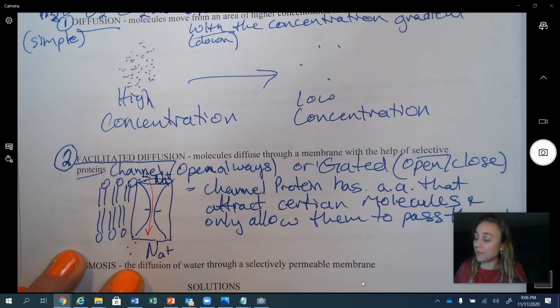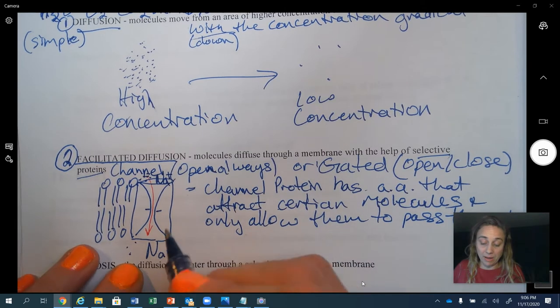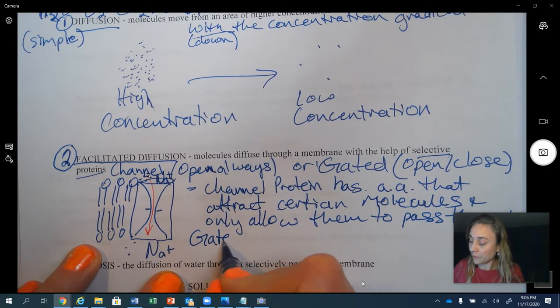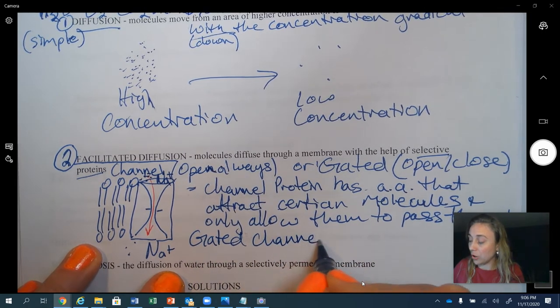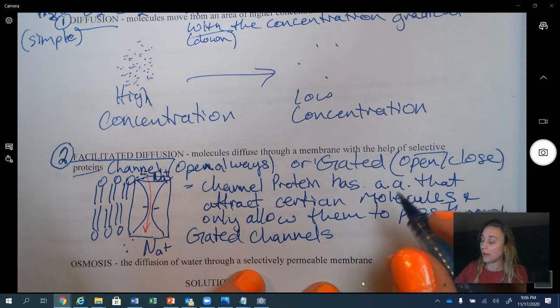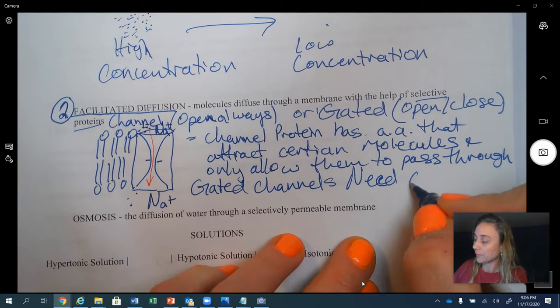If it's gated, then it's going to be opened and closed by factors. So a gated channel is going to need a cofactor, usually, or certain conditions will cause them to open or close.